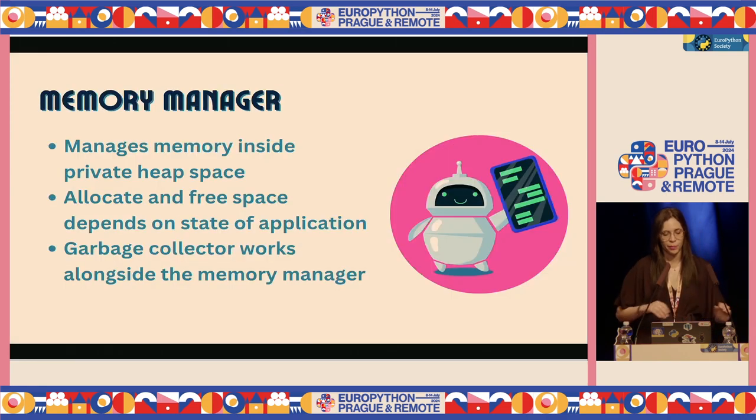We could think about the memory manager like this: I live in a small apartment, so I would love to have such a robot that could put the things that I want in the right places. And once it notices that I'm no longer using something, it tells the garbage collector, invokes the garbage collector, removes that, and frees up that space for a new thing. That's how you could think about memory management. The memory manager manages memory inside the private heap space and works together with the garbage collector. Yuliia will talk more about the garbage collector, but the memory manager will basically do the allocation and freeing of space depending on the state of the application.